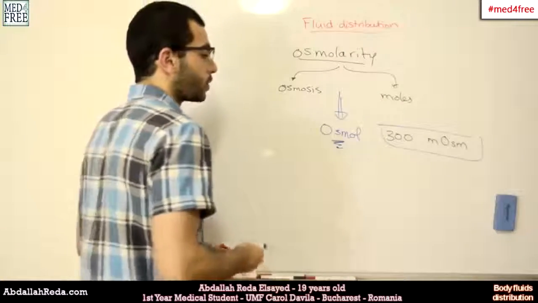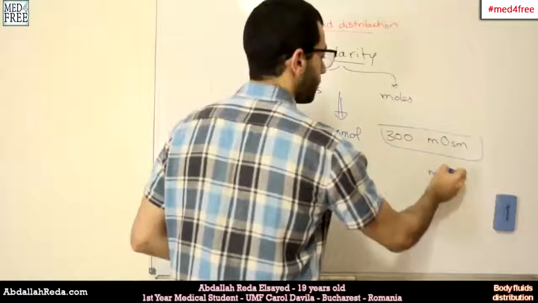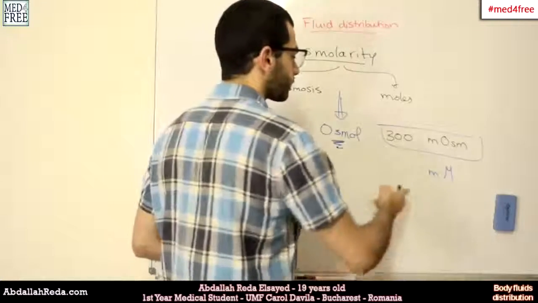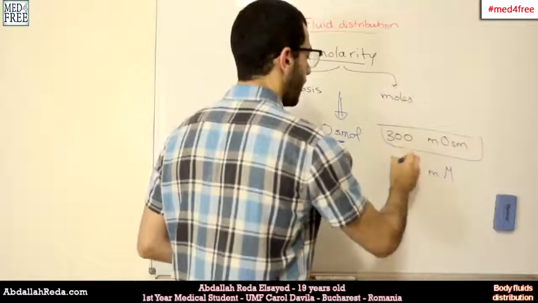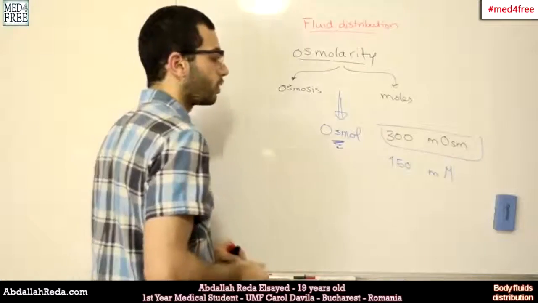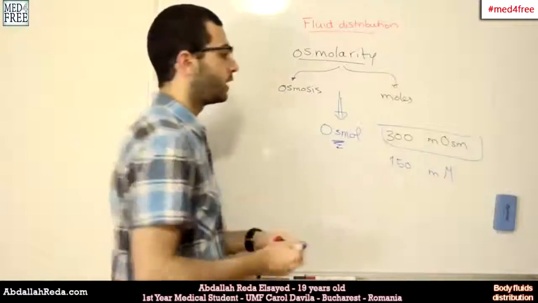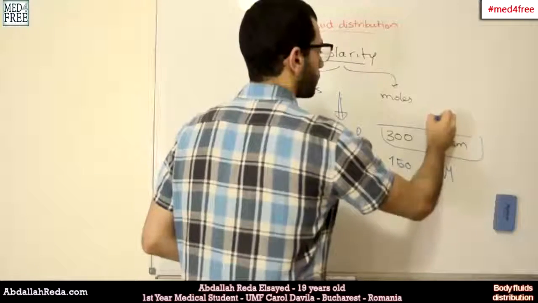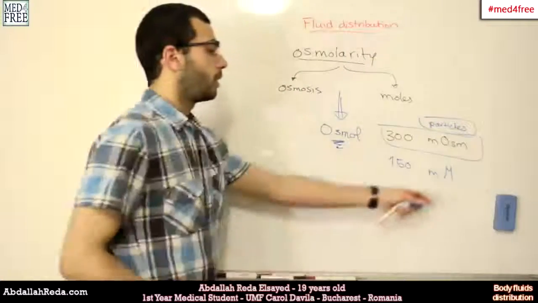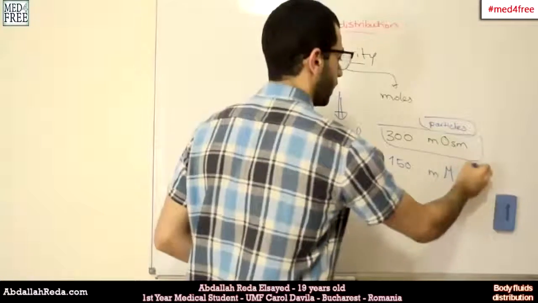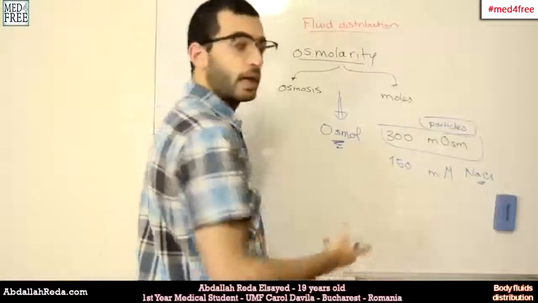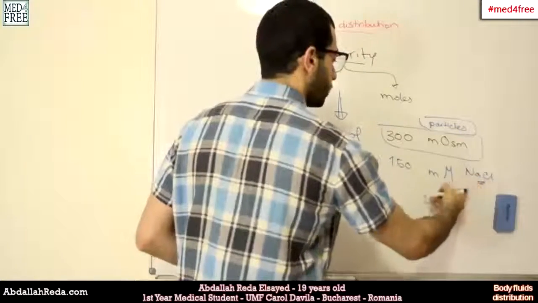Or we have another term which will be millimoles, not osmoles. And this will be the half of it, because 300 milliosmoles will be related to the particles, all the particles. But for moles, this will be for sodium chloride, and we will see, because sodium chloride ionizes, so it gives actually 2 moles.